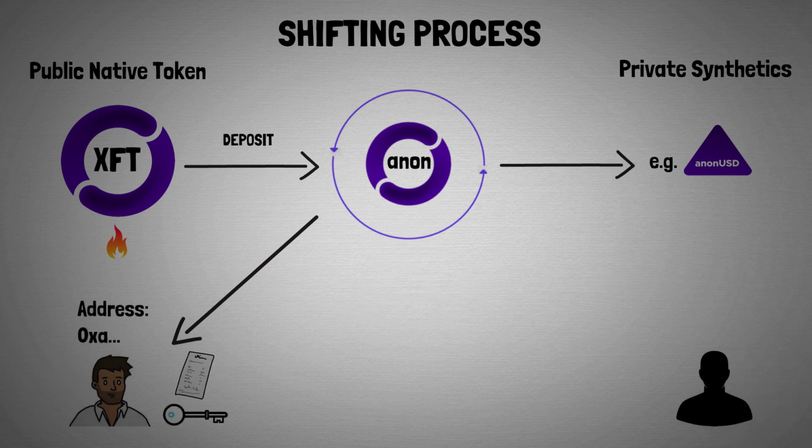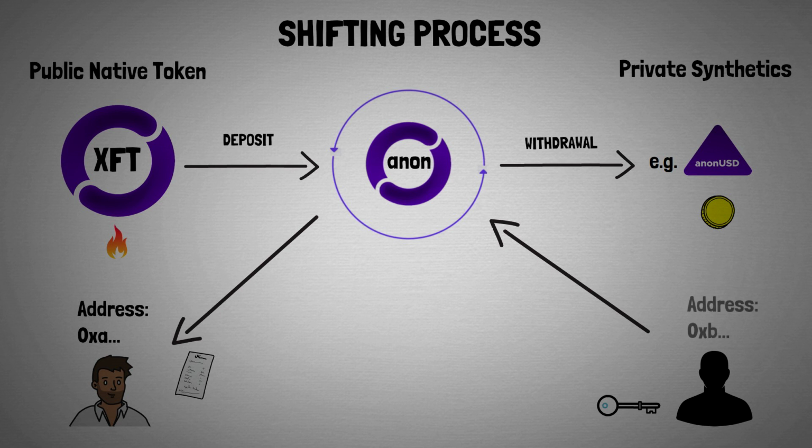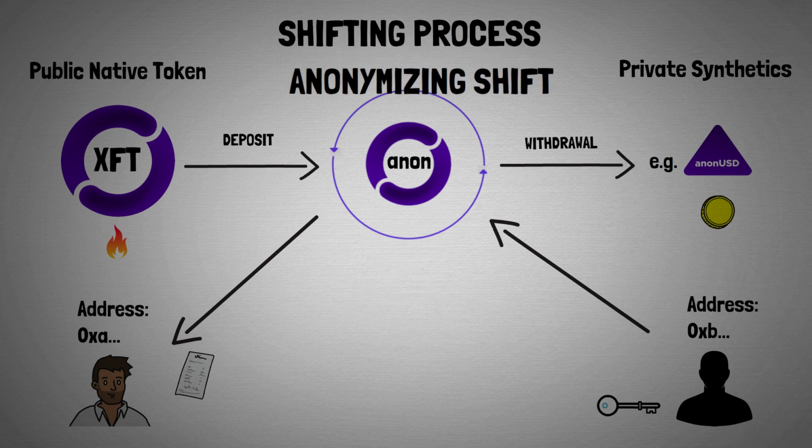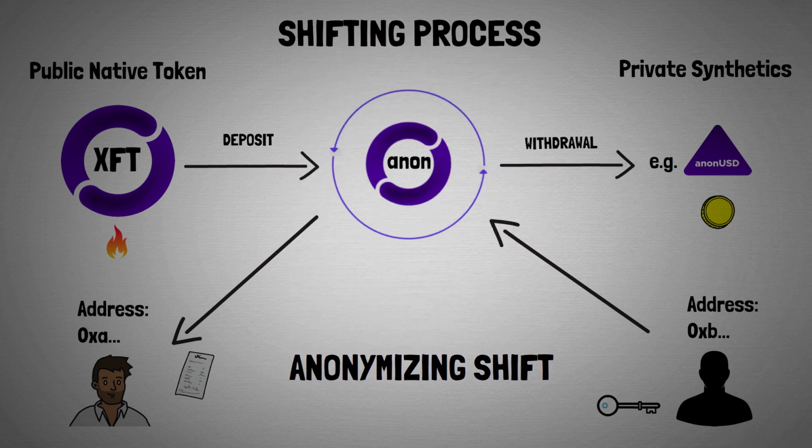Later, the user initiates the withdrawal transaction by submitting a proof that corresponds to his or her previously generated deposit note. Here, the Offshift Anon protocol mints anonAssets, the platform's private synthetics, to the user's designated wallet address. To confer anonymity, Offshift Anon facilitates anonymizing shifts, whereby a user is dissociated from his or her XFT during the deposit transaction and becomes an anonymous owner of anonAssets via the withdrawal transaction.